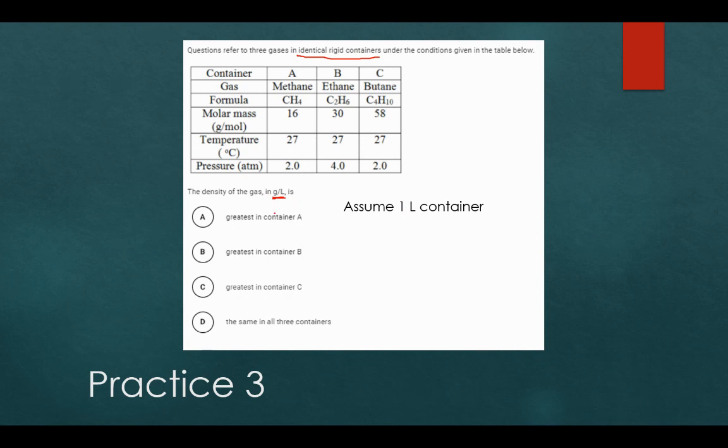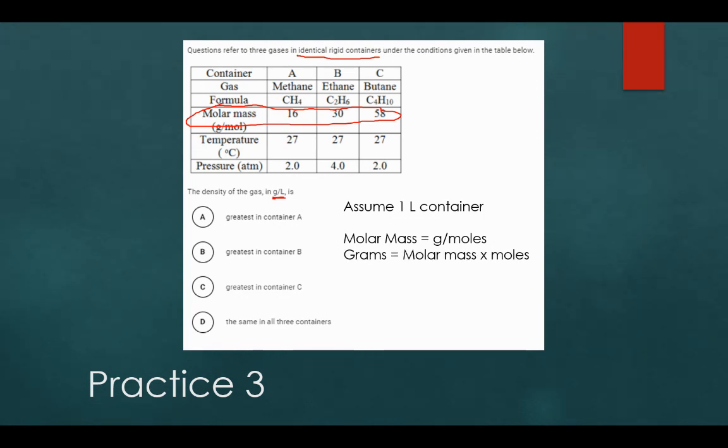And so now I need to figure out the grams I have of each gas. So I know that molar mass is equal to grams per mole. So I'm going to be comparing my molar masses. And so if I were to solve for my grams, then I would have molar mass times moles. So I have my molar mass, but I don't have my moles. That's what I need to figure out. If I take my ideal gas law, I can solve for moles by dividing by RT on both sides.